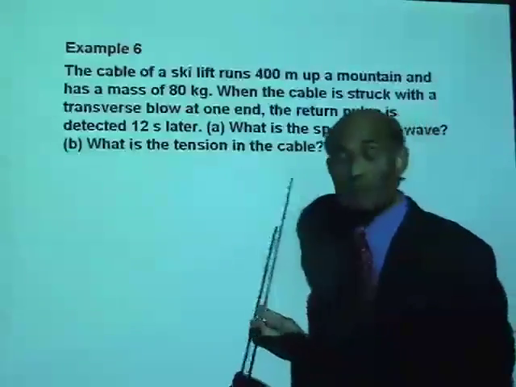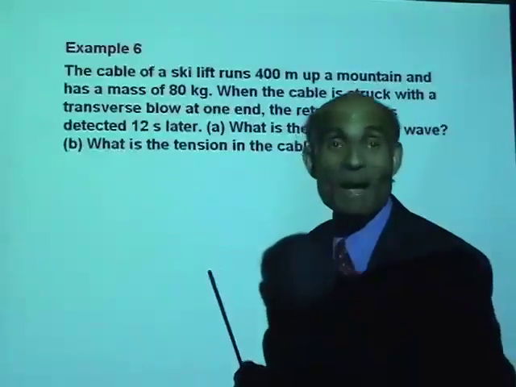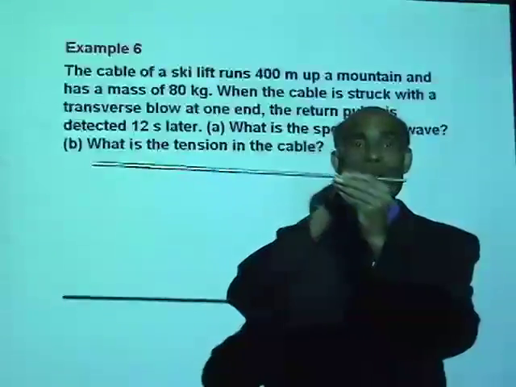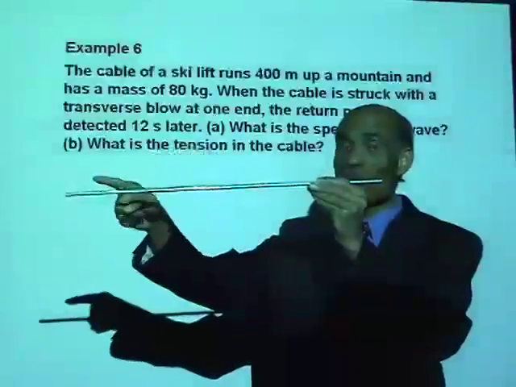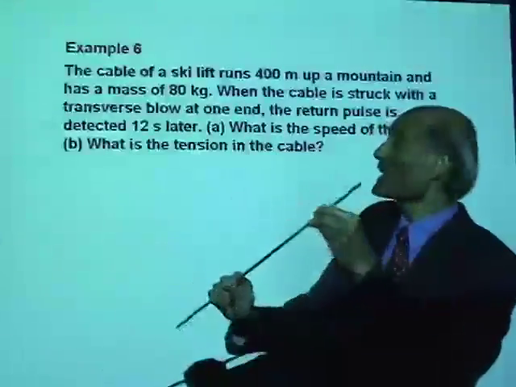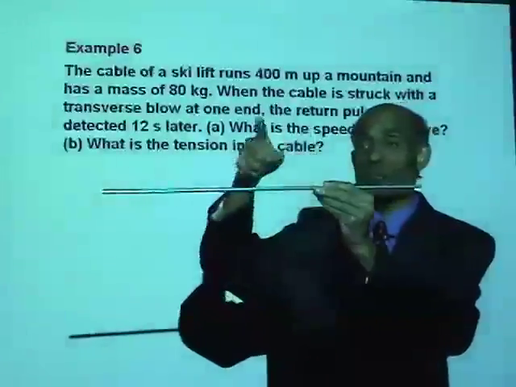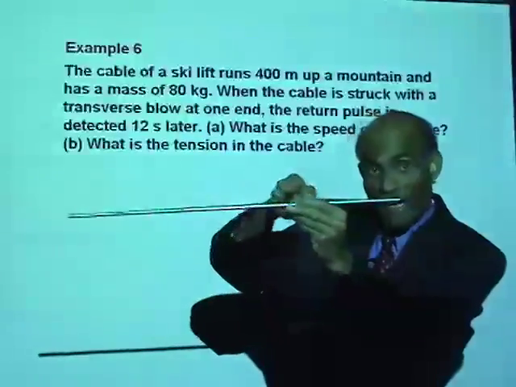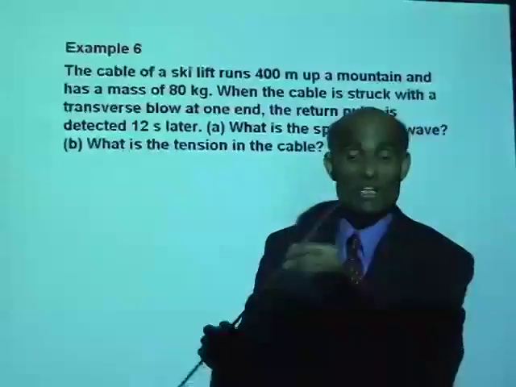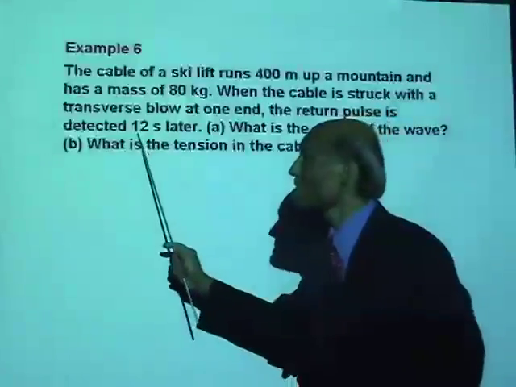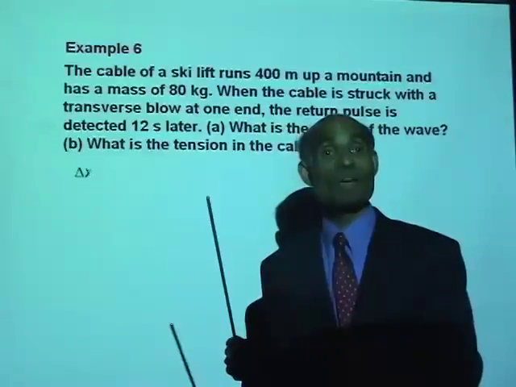Well, speed can be found very easily. How? We know the distance traveled by the pulse. What is the distance traveled by the pulse? The pulse travels from one end of the cable to the other and back. The length of the cable is 400 meters. So one way it travels 400 meters and back it travels 400 meters. What is the total distance traveled by the wave pulse? It is 800 meters. And what is the time taken for that? It's 12 seconds. You can find the speed of the wave right away.